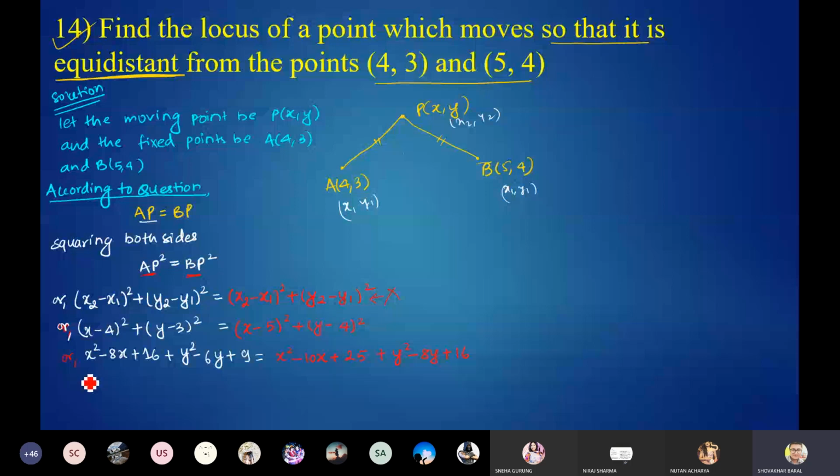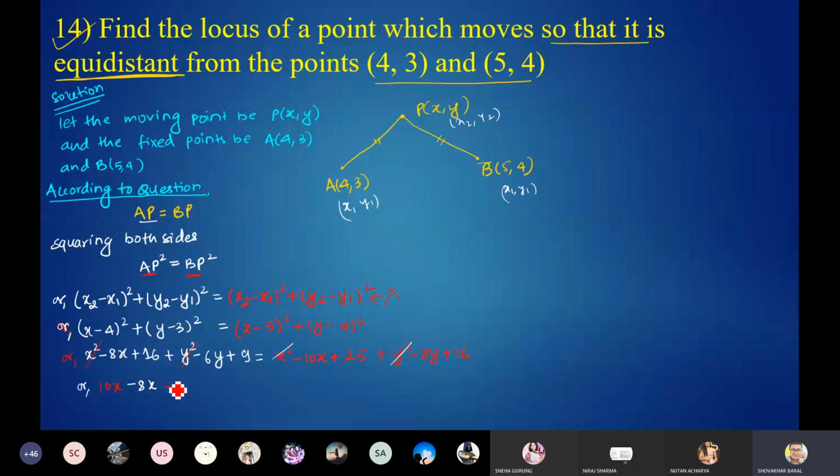Okay, so there are a few terms that can be cancelled on both sides. Let me cancel this x square with this x square on the other side, and this y square with this y square on the other side. And let me collect all the terms that have the same variable. So there is a 10x on the other side. This minus 10x will be plus 10x when it is shifted to the other side, so plus 10x and minus 8x. 10x minus 8x. Then there is minus 8y on the other side and minus 6y on this side.